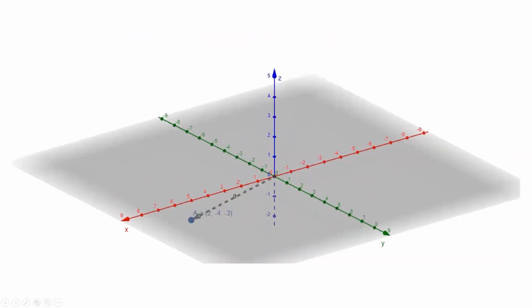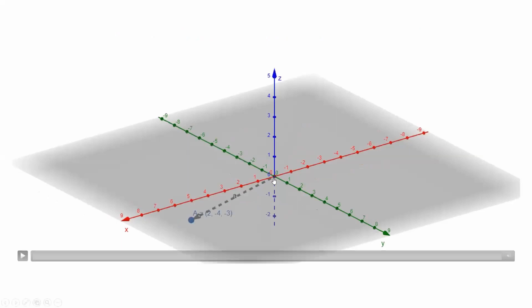Here's another position vector. And I kind of wanted to give you a little different perspective on this. Notice that this position vector is down here and it's a dotted line. That's because this vector is actually below the plane that we're looking at. The plane is the XY plane, right? So this green line and this red line are the X and Y axis, and that creates a plane.